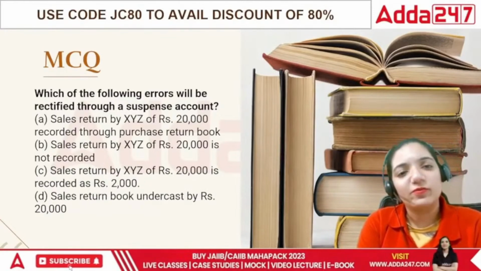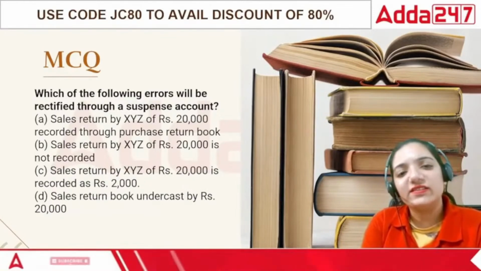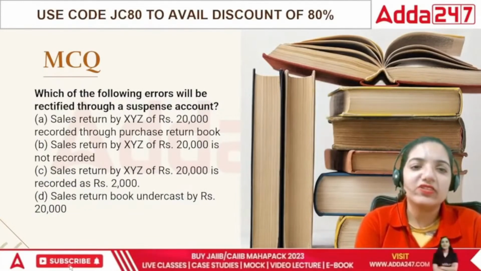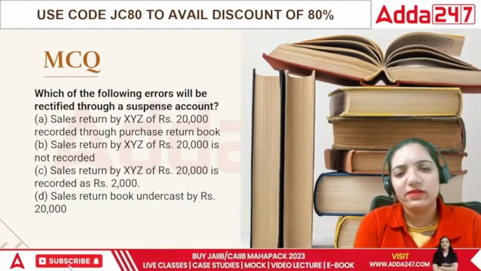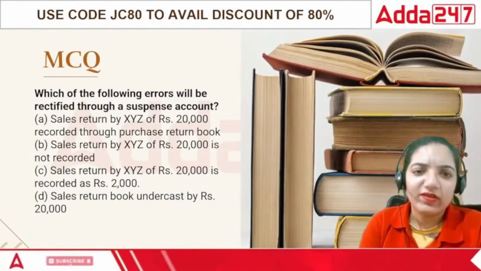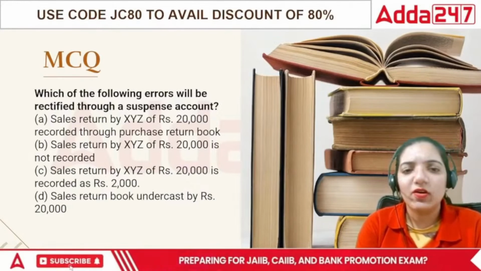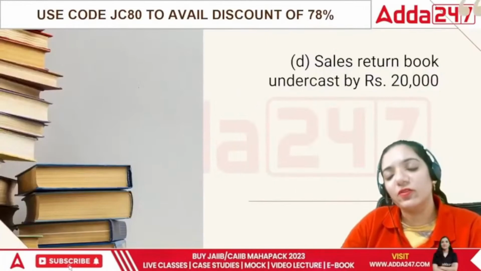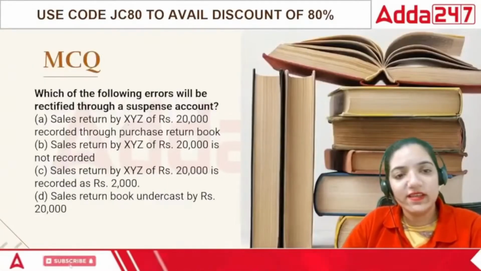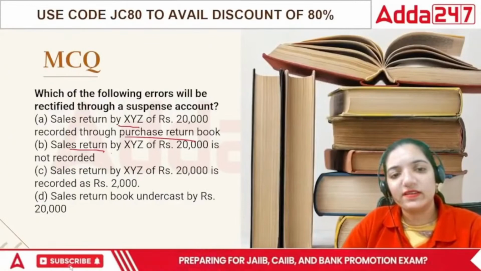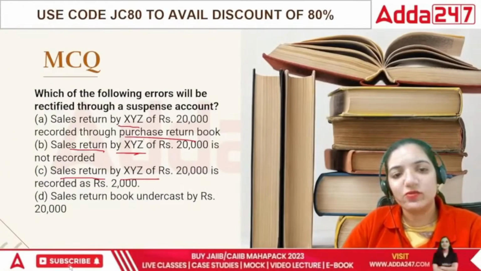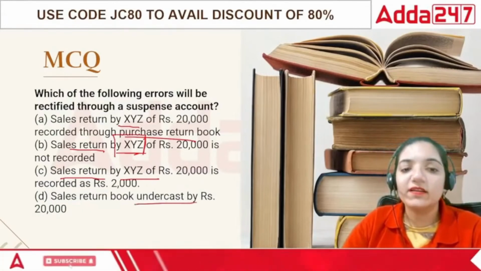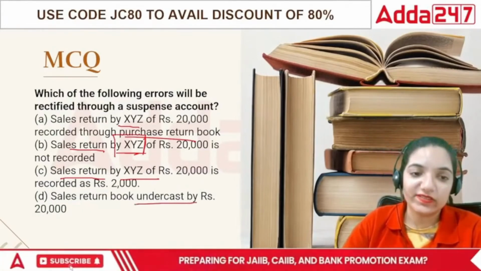Sales return recorded through purchase, then sales return is not recorded, then sales return is recorded as 2000, then sales book is undercast by 20,000. So I think it would be the area of undercast, because we don't know from where the particular thing is going on. For every other thing you will see there are two impacts. Sales return XYZ, sales return XYZ. Both the elements of journal are visible. In case of undercast, that means you don't know which particular portion is there.